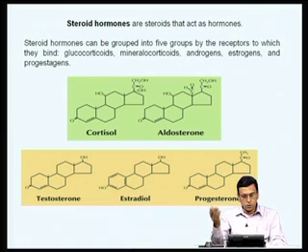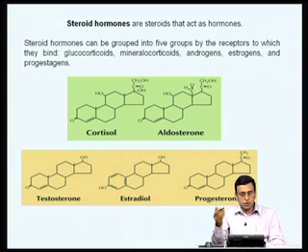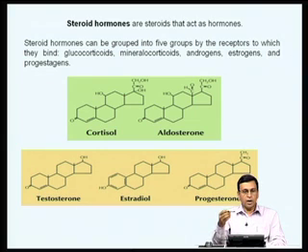What are steroid hormones? Steroid hormones are steroids that act as hormones. They can be grouped into 5 groups based on the receptors to which they bind, and these are known as glucocorticoids, mineralocorticoids, androgens, estrogens, and progestogens. And I have just given you the structures here. Cortisol is a glucocorticoid which is mainly made in the adrenal gland. Aldosterone is a mineralocorticoid, again made in the adrenal gland.